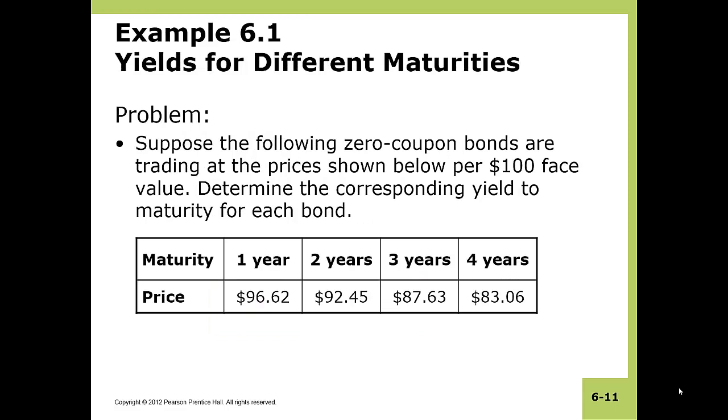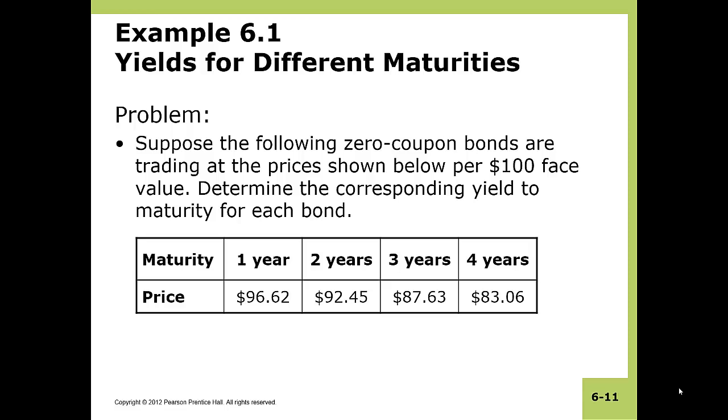Suppose the following zero coupon bonds are trading at the prices shown below per $100 face value. Determine the corresponding yield to maturity. Yield to maturity is the interest rate. So in all of these, you're trying to find the interest rate. The N is always the number of years, because there's no interest payment, so you don't have to worry about different payments. So if it's a 3-year bond, the N is 3, the I is what you're trying to solve for.